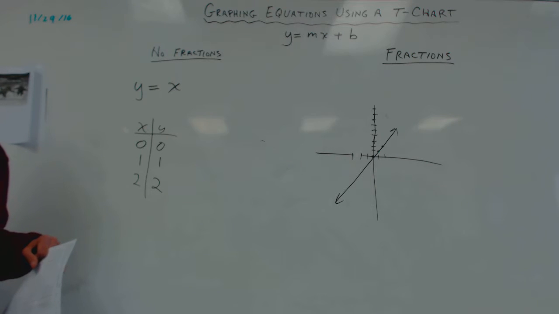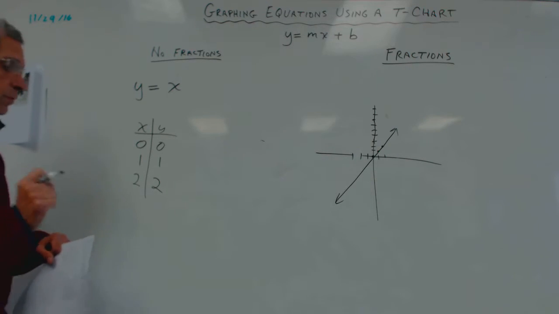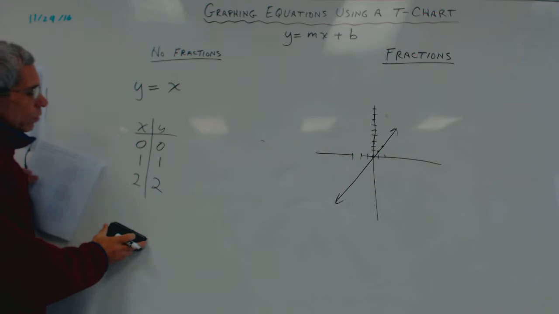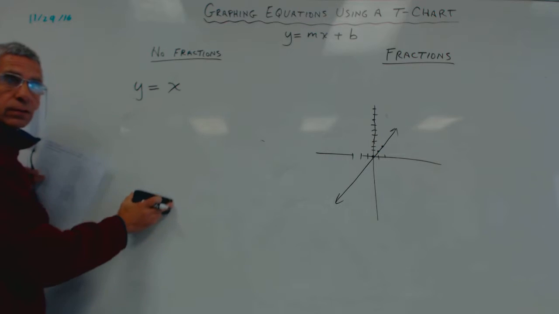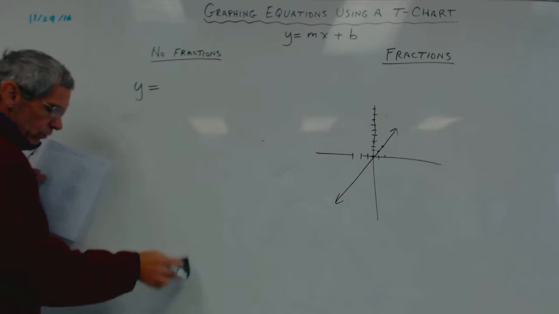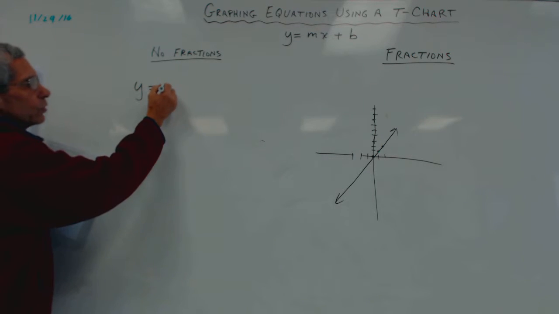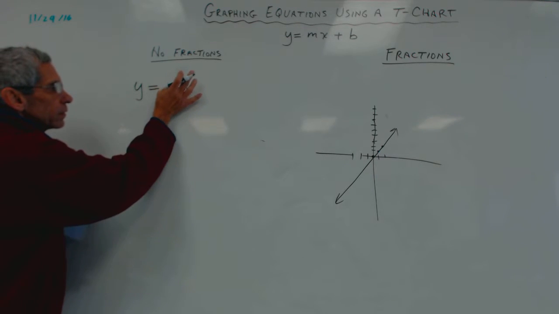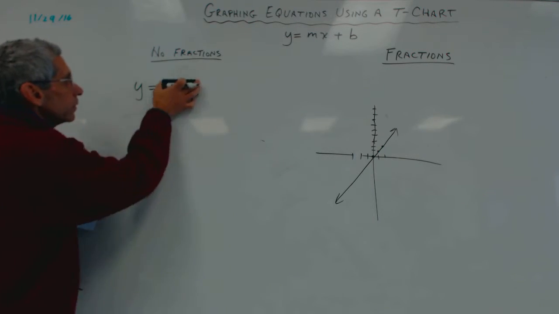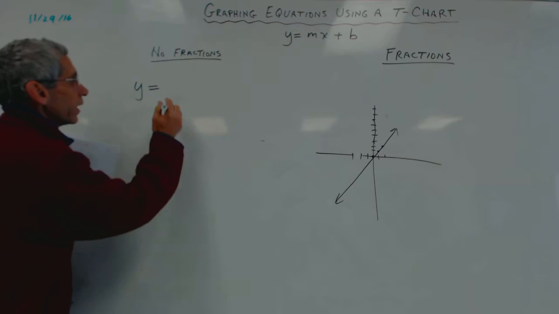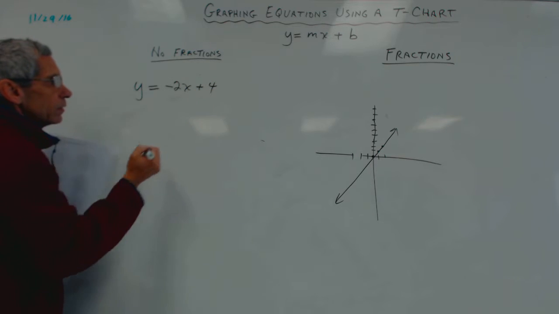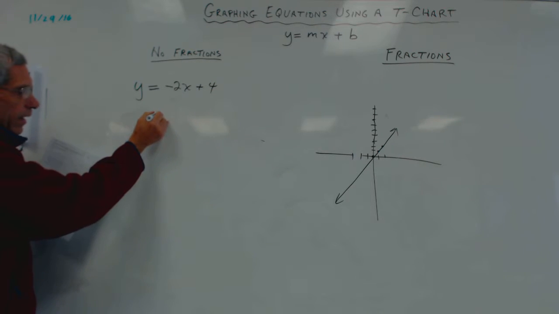Right? If it isn't, you screwed up. There's something you did wrong. You made a mistake, right? All right. So here we go. What if I gave you, am I going too fast? No. Okay. What if I gave you this? Y is equal to negative 2x. That didn't work out. Sorry, hang on. Y is equal to negative 2x plus 4. All right, so let's try that.